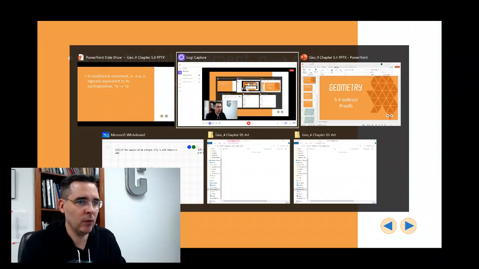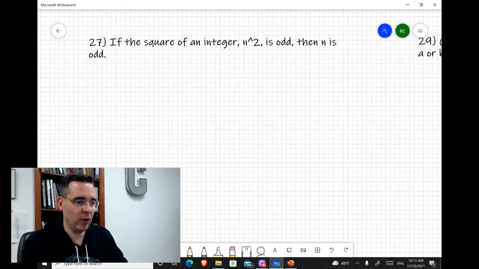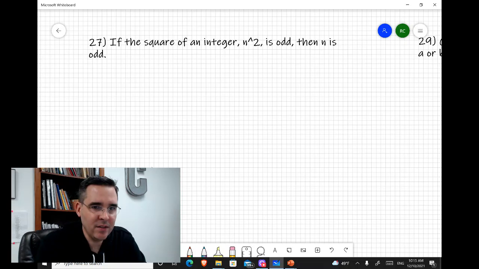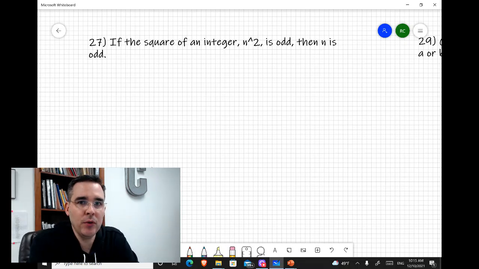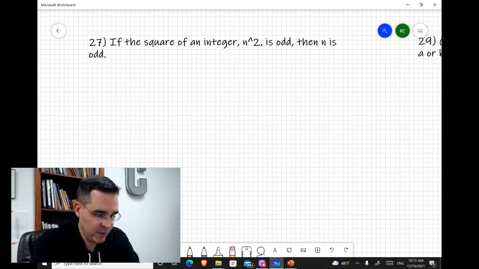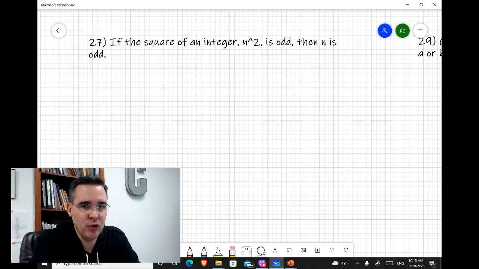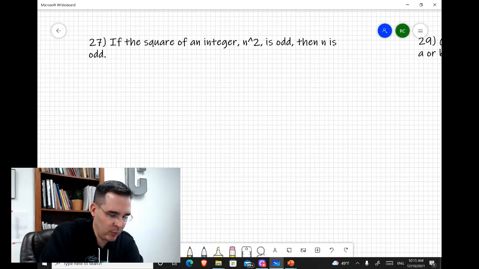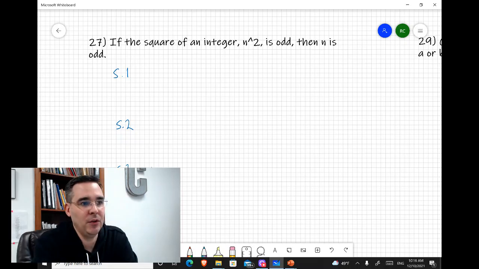And now we're going to go over and work a couple of the homework problems. This is number 27 from page 231 in your geometry textbook. If the square of an integer, n squared, is odd, then n is odd. Now, our format for an indirect proof is going to be statement 1, statement 2, and then statement 3. You're going to have 3 statements you're going to make.